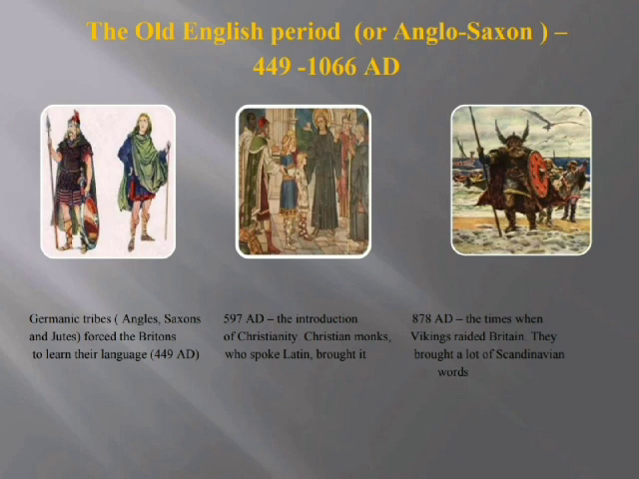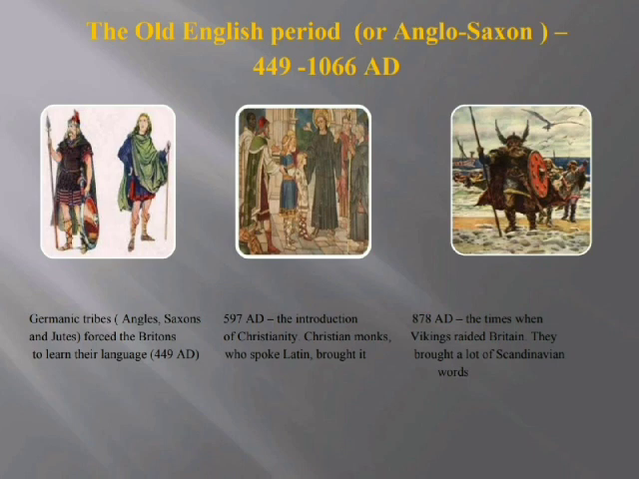There were three periods in the history of English. Each of the periods is marked by a set of specific features of phonology, grammar, and vocabulary. The first period is the Old English or Anglo-Saxon. In fact, English is a Germanic language.